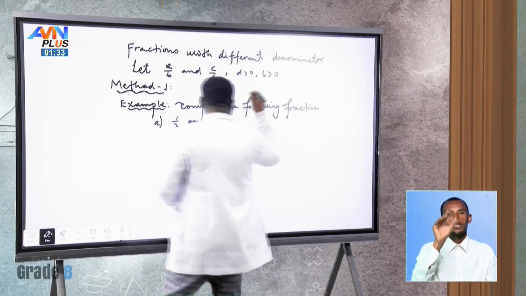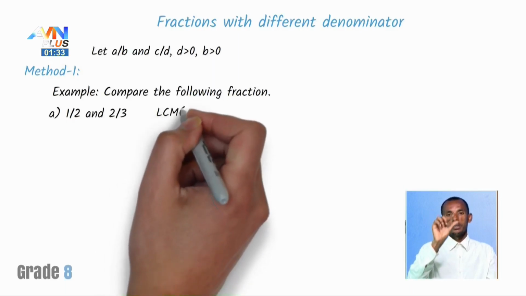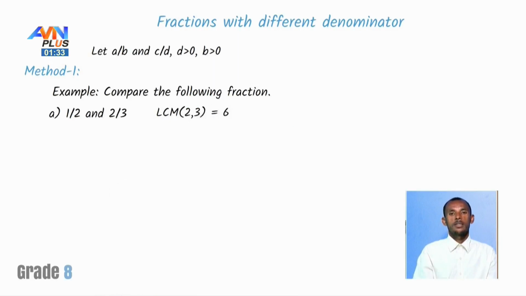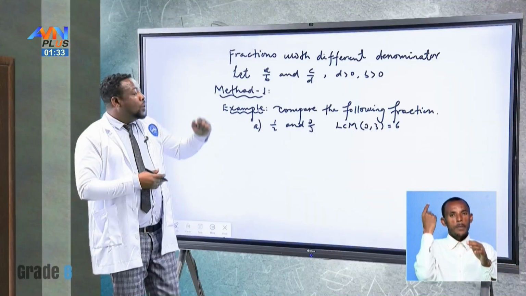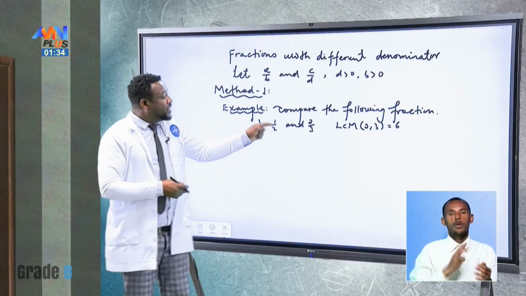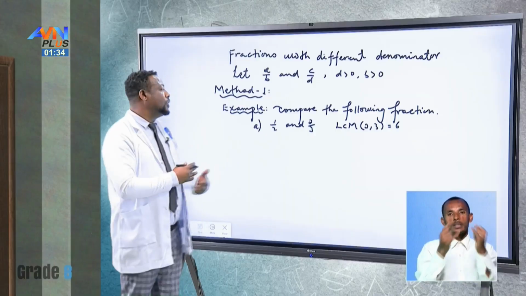Okay? The first thing is take the LCM. The LCM of the denominators 2 and 3 is 6. This is a concept from the previous grade level. So we have the LCM. So we need to convert these two fractions into fractions having the same denominator.